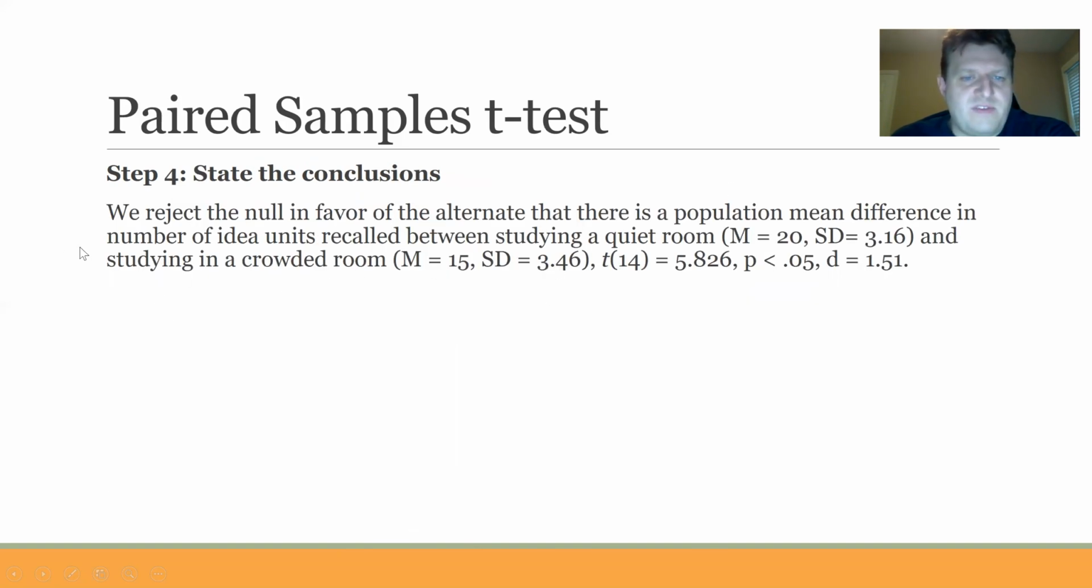So the way that we would write this up, we reject the null in favor of the alternative that there is a population mean difference in the number of idea units recalled between studying in a quiet room and studying in a crowded room. And I give the descriptive statistics in both these conditions. T, with the degrees of freedom, is equal to 5.826. The p-value, since we're rejecting the null hypothesis, is less than 0.05. And Cohen's d is equal to 1.51.